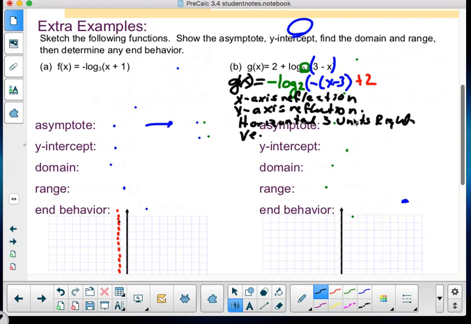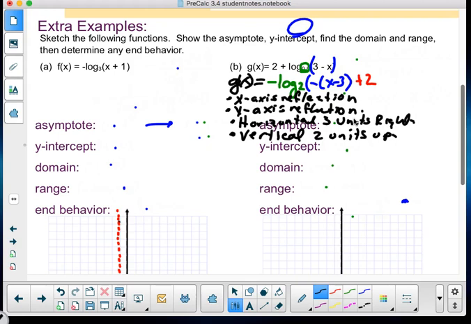Vertical, 2 units up. Okay? So are we okay with those? Yes or no?